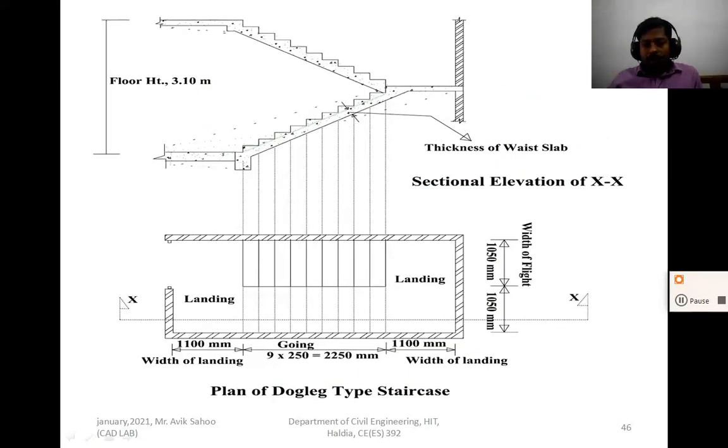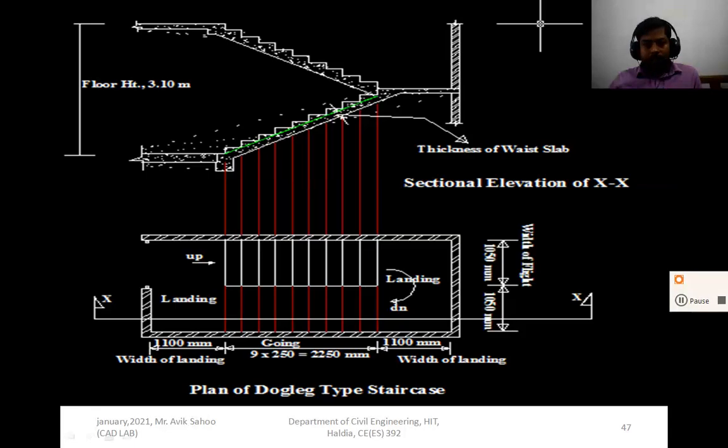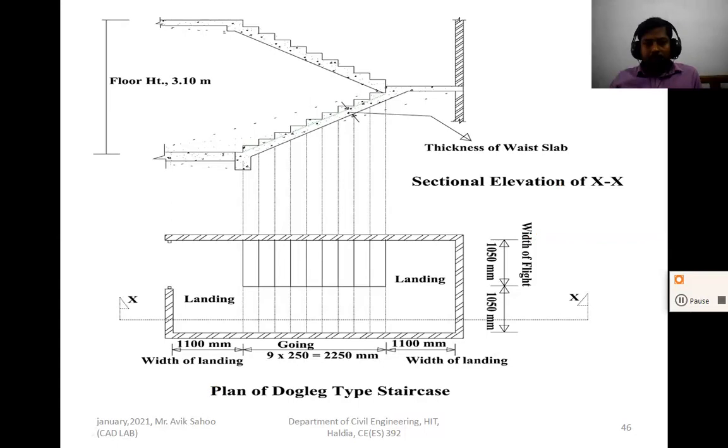You see that this staircase plan, of the dog-legged type, a typical staircase, I have developed in AutoCAD. So you see that this sectional elevation is drawn, as I have mentioned. I already discussed. So this is a plan view, and this is a sectional elevation. You see that this line we have considered. So this is a stair room.